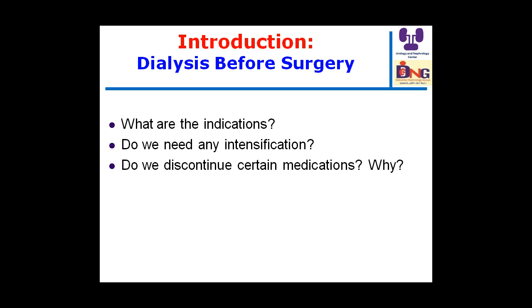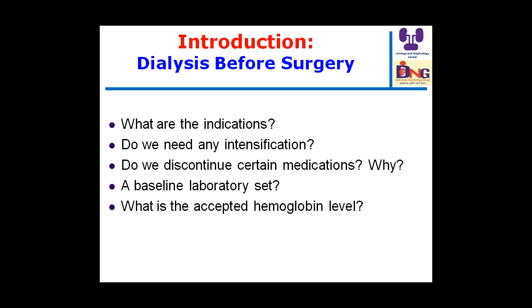And other drugs like diuretics, because we are afraid of hypotension after anesthesia. So it's better to stop IV diuretics and ACE inhibitor before the surgery. A baseline laboratory set. Do we do this check before surgery? Is it recommended? Yes, it's recommended to know the status of potassium, blood gases, electrolytes, to be sure that the patient is balanced.